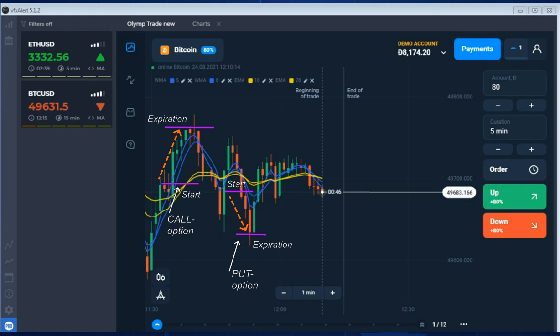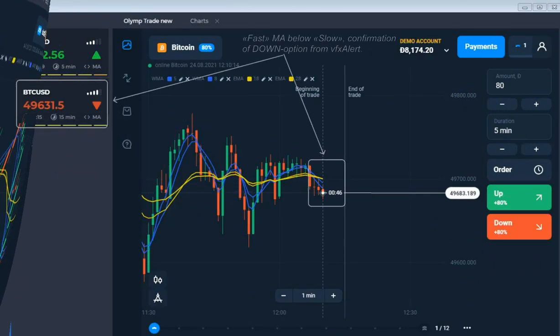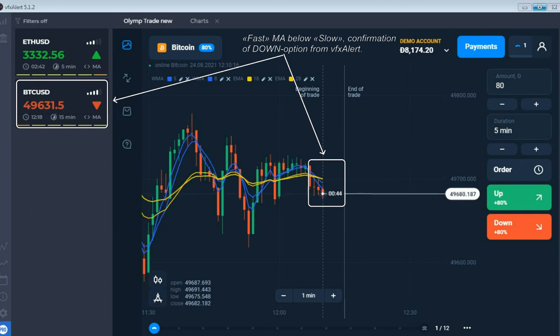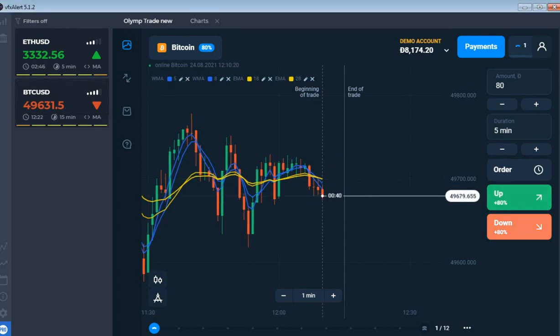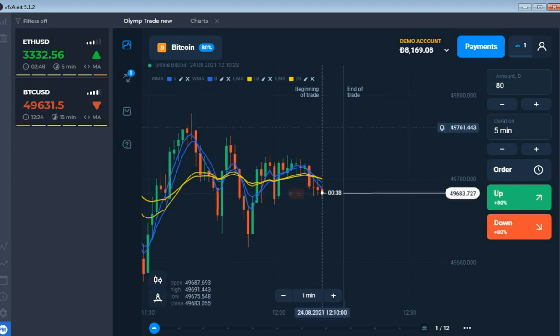If all moving averages are close to each other, then this indicates a trend change. We remain outside the crypto market and wait for the next signal. We start with Bitcoin. Fast WMA is lower than slow EMA. vfxalert confirms downtrend, open down option.